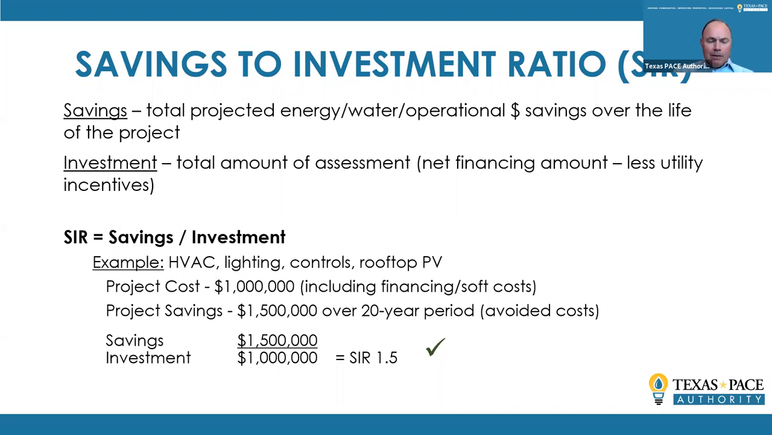And the example here, if you have a project that ties together an HVAC replacement, lighting controls, and then maybe you add rooftop PV, the total cost of the project's $1 million. And that's all costs. So that includes the cost of the financing, as well as soft cost, transaction costs in the front end. And the savings projected over that 20-year period, the 20-year financing term, because that's the average estimated useful life of the equipment, is $1.5 million, then the SIR is 1.5.